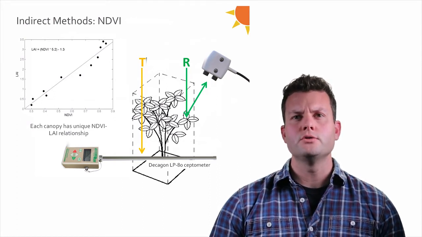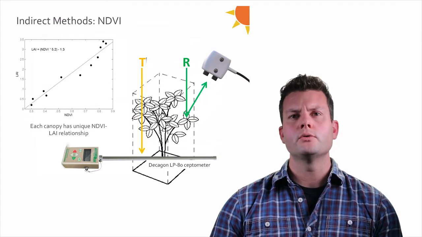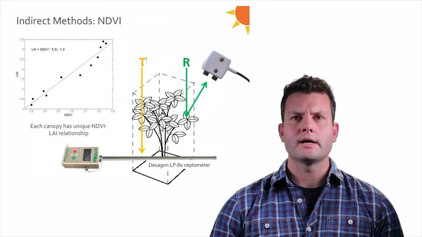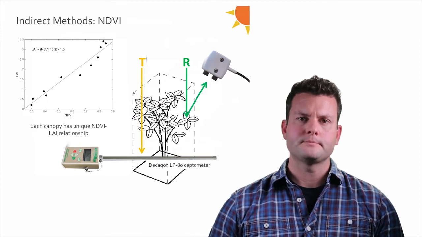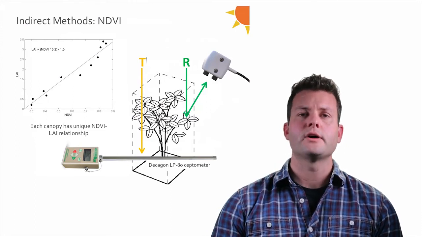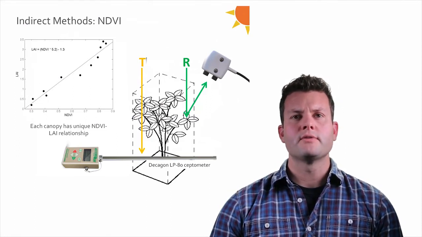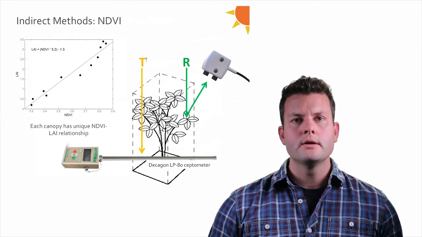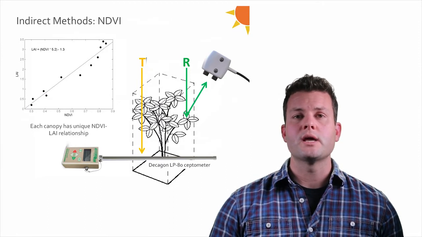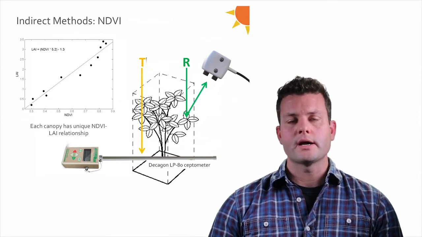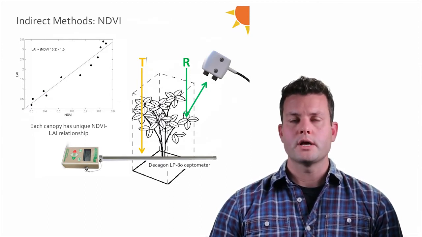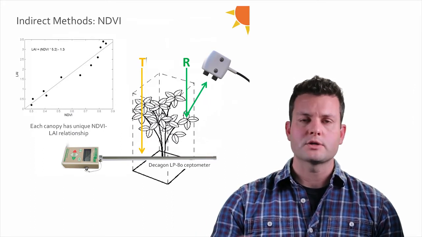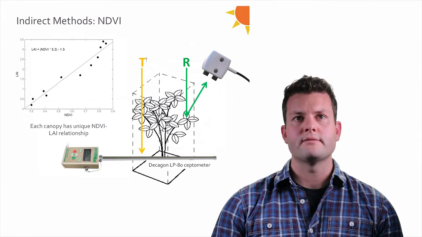But if we want to use that NDVI value as a direct estimate of LAI, or as a way of estimating an absolute value of LAI, then we have to develop some relationship with some independent measure of LAI. So for example, we could have an LP80 that's calculating LAI from transmitted radiation measurements, and then co-located with that we have a spectroreflectance sensor collecting NDVI values.